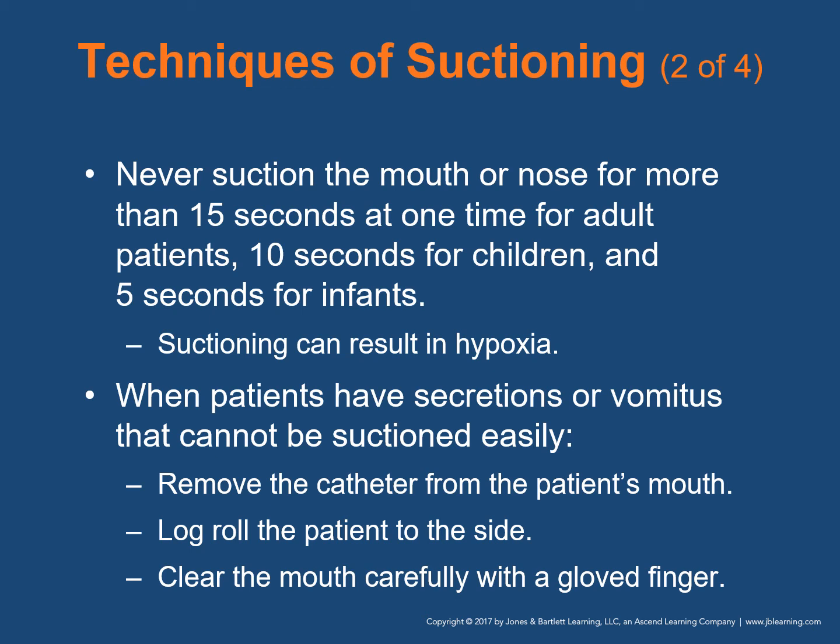When you have things that can't be suctioned, like large chunks of food, thick secretions, you want to roll them to their side so that they don't aspirate it into their lungs. And then you want to use your gloved finger. This is about the only time I want to put my finger in the mouth to clear it out. This may be a tooth, it may be steak, and remember, just like in CPR and foreign body airway obstruction, you want to do a finger sweep.